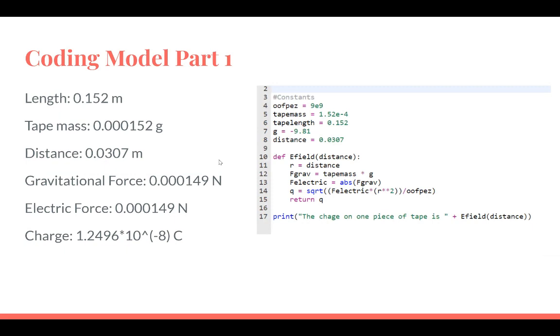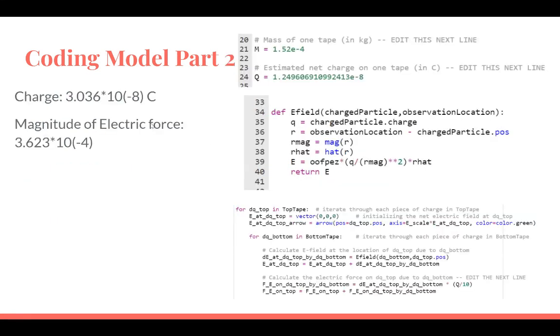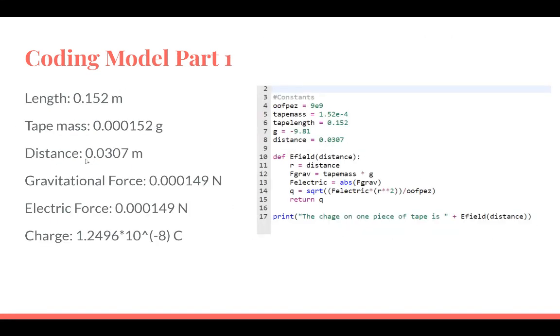All right, so for the first part of the coding, we just model the tapes as point charges and figure out the amount of charge on a piece of tape. So first the length of the piece of tape was 0.152 meters, and the mass of the tape is just 0.000152 kilograms. The distance that it moved from the lower piece of tape was 0.0307 meters.